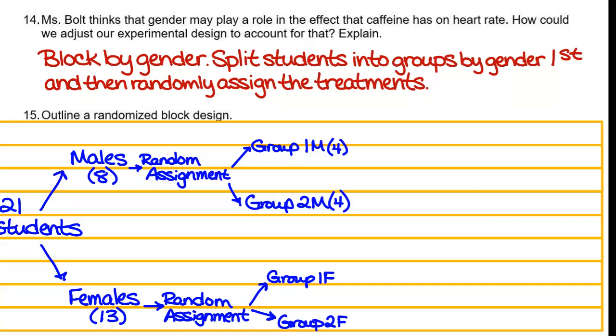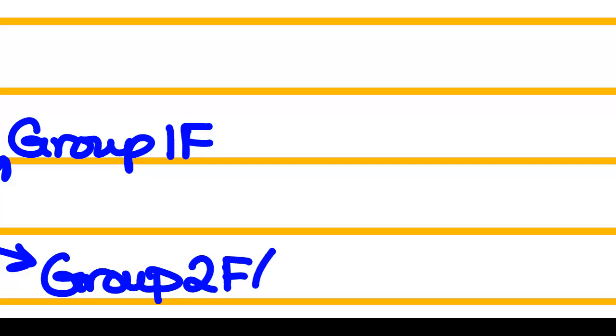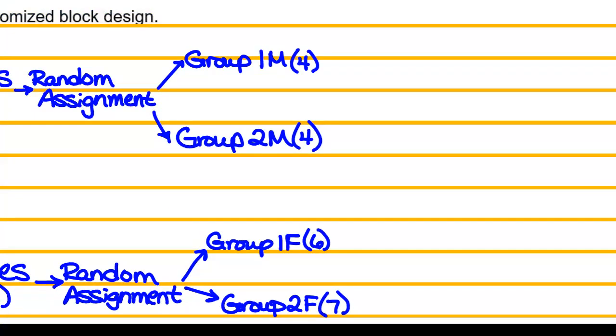What problem do we have with the females? It's not even. Remember when we said we want these groups to be roughly equivalent? 6 in one, 7 in the other, so that we get it to add up to 13. I want these to be as equal as possible, but I can't have half a person in each of these groups. So do you want group 1F or 2F to be the one that gets 7? 2F, okay. They get 7. This group gets 6.